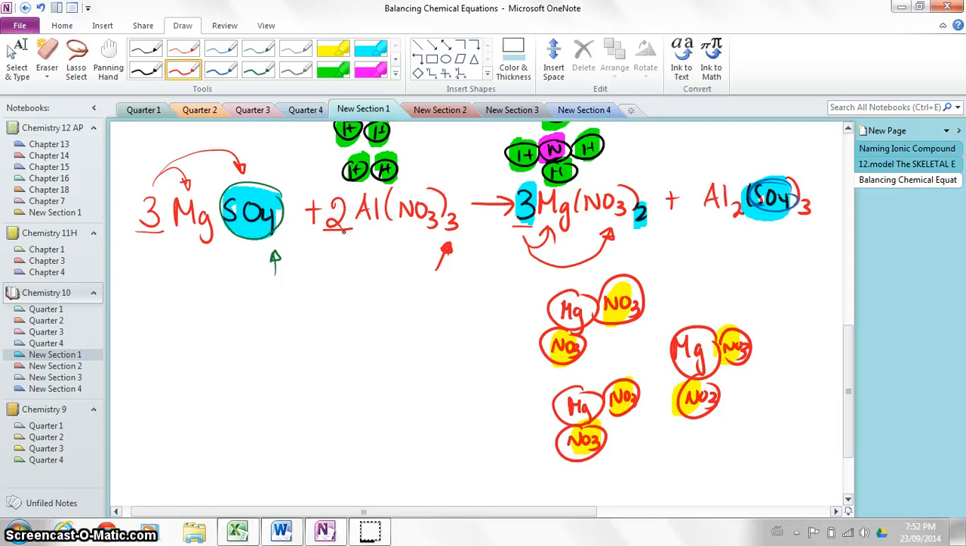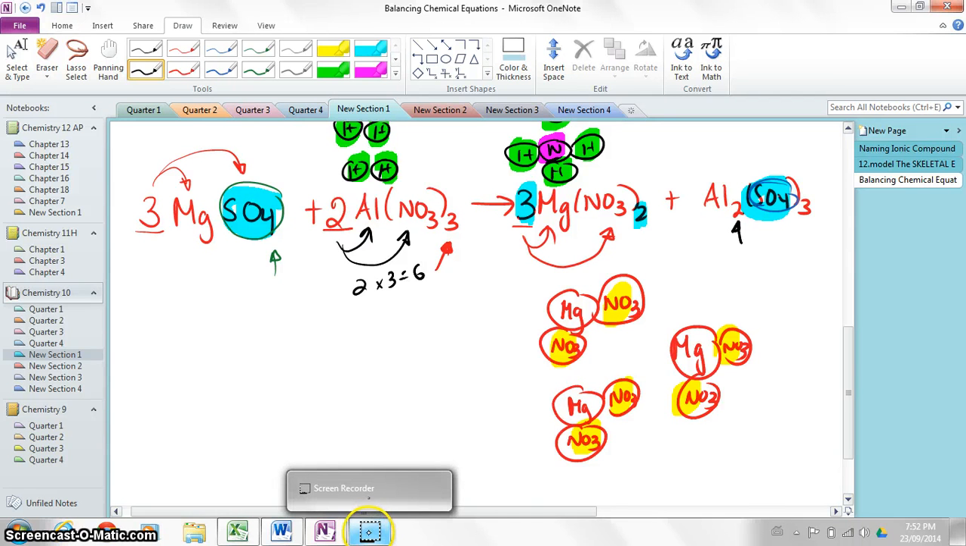So now I've got 2 aluminum nitrates, 2 aluminums, and 6 nitrates, because 2 times 3 equals 6. So I have 2 aluminums on this side. So we are good to go. We are balanced. Perfect. If you need help, come see me for tutorial.